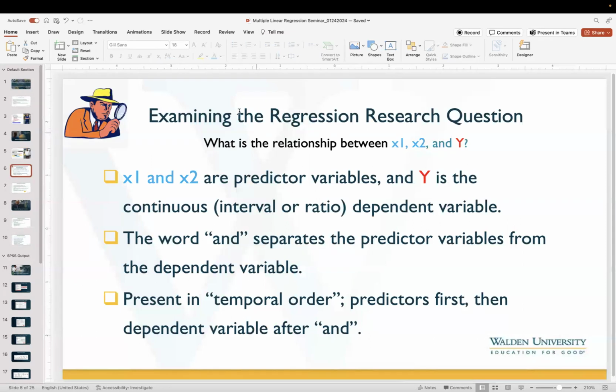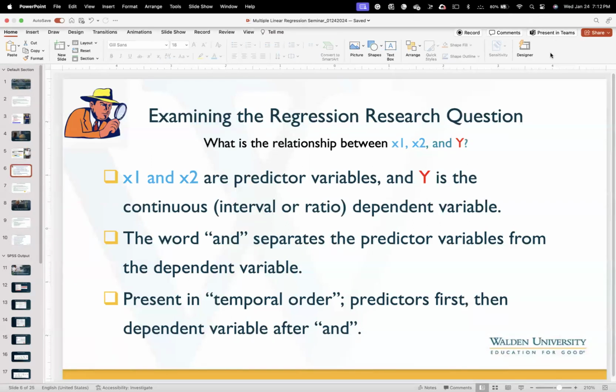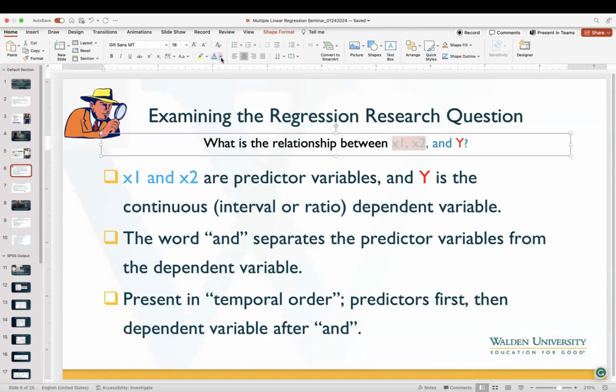Now, just going to talk about that a little bit more. And here's a slide for you. Again, the relationship between X1, X2, and Y. And X1 and X2 are predictors. Now, with multiple regression, remember, you can go X1, X2, X3, X4, X5, etc. That's why it's called multiple regression. You can have multiple predictor variables or multiple X's, as we have here. And then the dependent variable. Again, the word "and" separates.